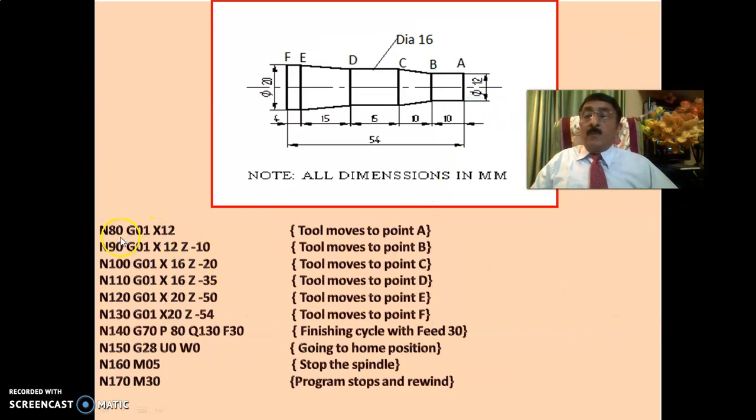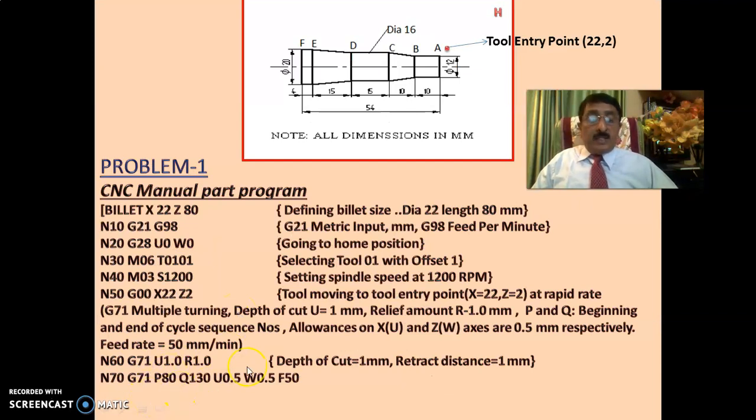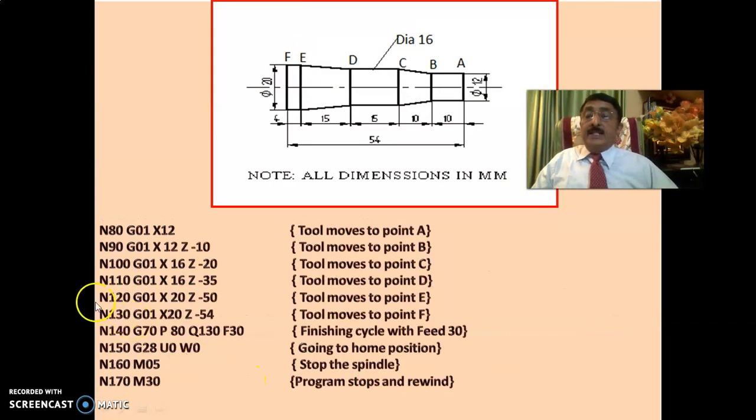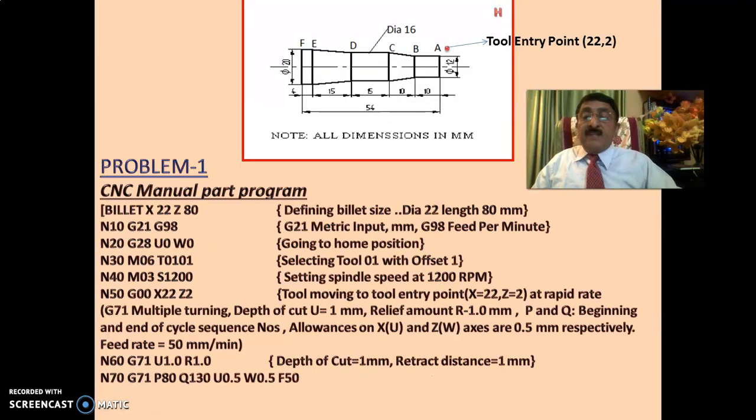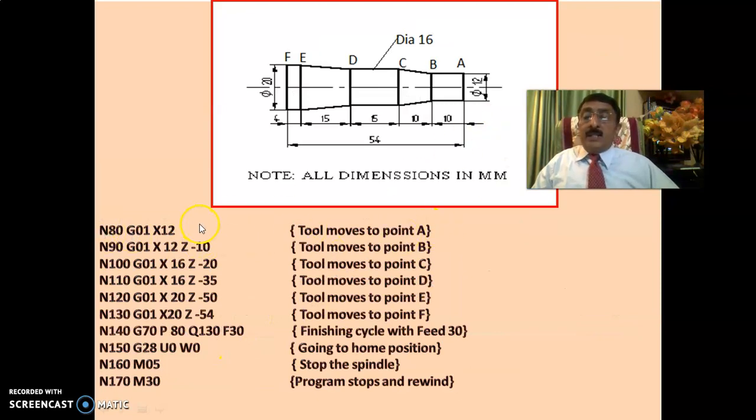Now between 80 and 130 is the program. Now I'll start with 80. It is G01 X12. The tool will come to A. G01 is linear interpolation, which means it will have a feed. Since I have not given the feed here, it takes the previous feed. Feed 50 I have given, so it will be at a feed of 50 mm per minute. X12, tool moves to point A.